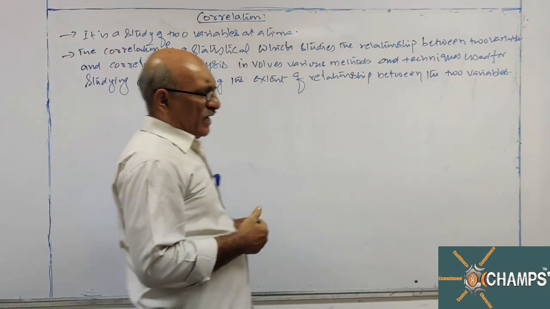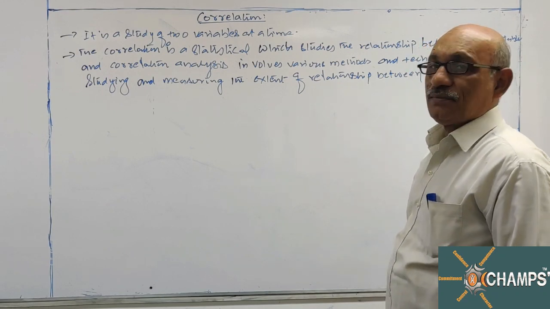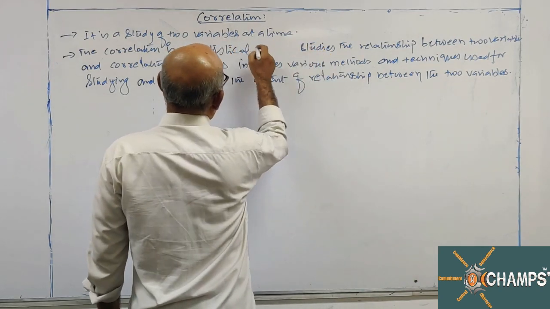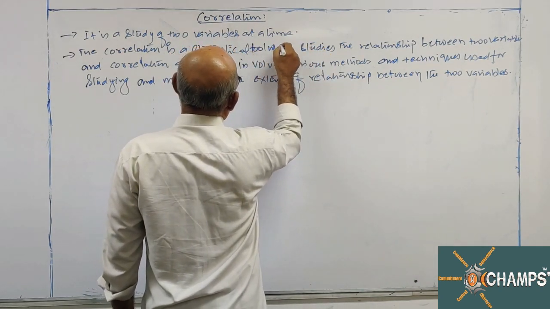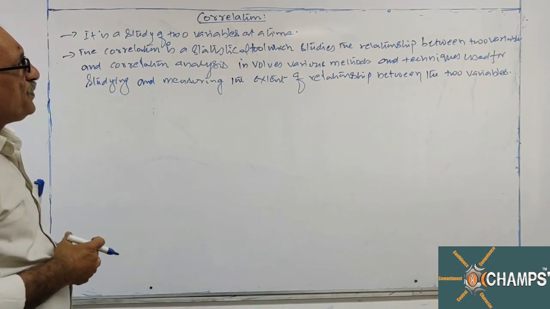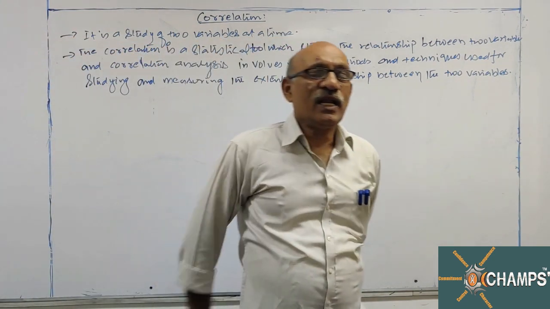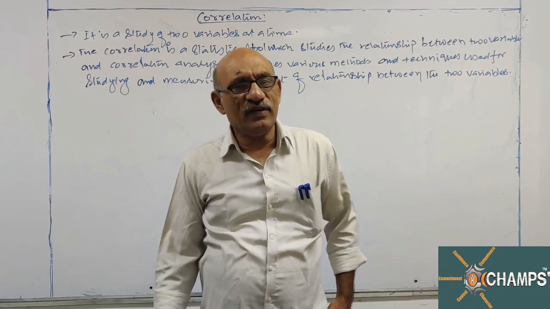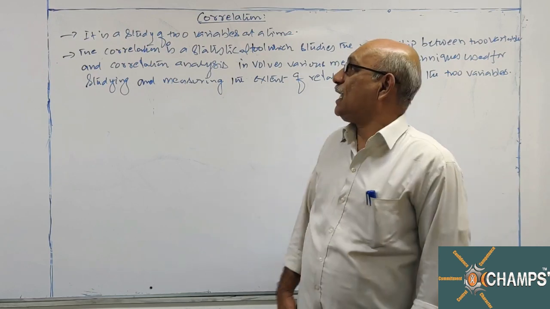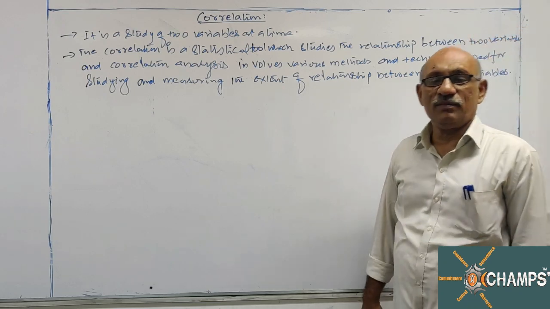Now look at this point once again. Correlation means it is a study of two variables at a time, and the correlation is a statistical tool which studies the relationship between two variables. Now, regression analysis. In regression, how do we define it? It is a statistical tool which is used for forecasting.